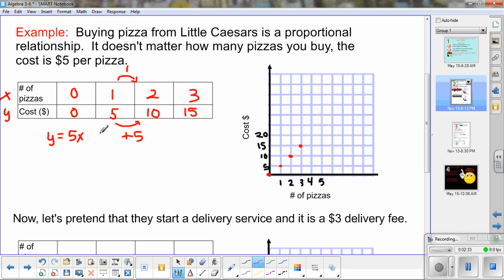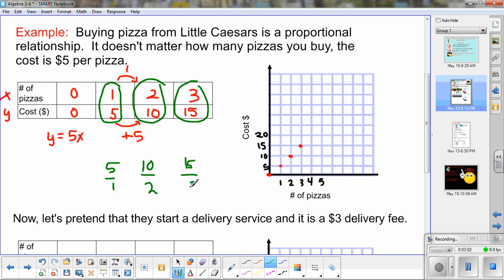This is in the form y equals kx. So it's a direct variation. It's also a proportional relationship. The cost per pizza is always $5. If I were to look at the ratio of y to x, I'm looking right here. Y to x, I have 5 over 1, 10 over 2, and 15 over 3. All 3 of these are equal.